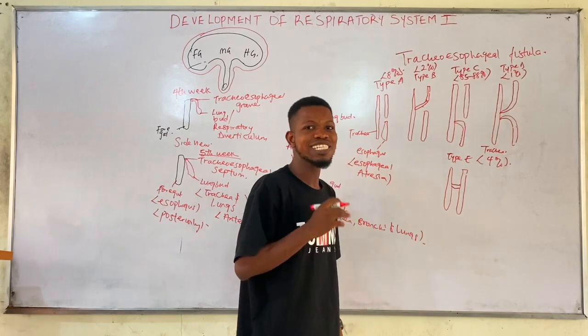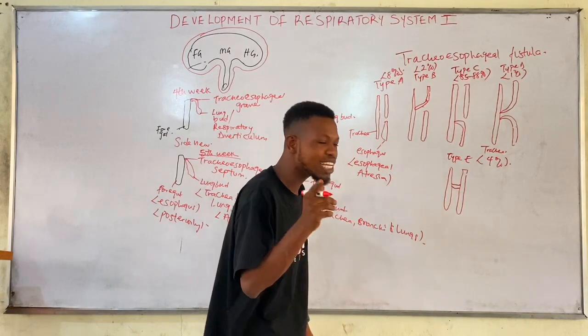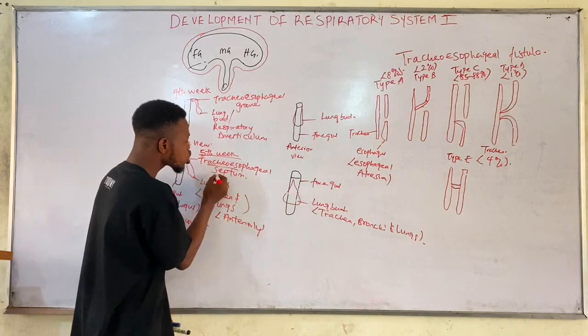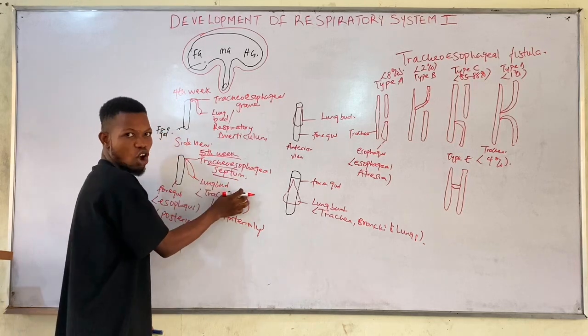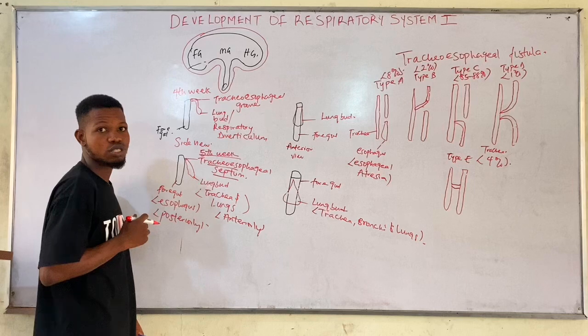So that is the congenital anomaly associated if the tracheoesophageal septum did not develop, that will separate the anterior lung bud away from the posterior foregut.